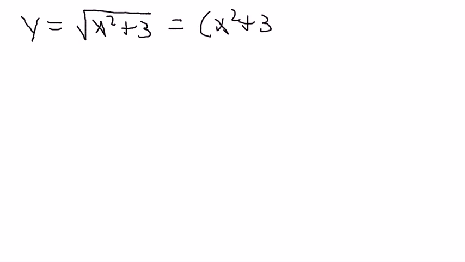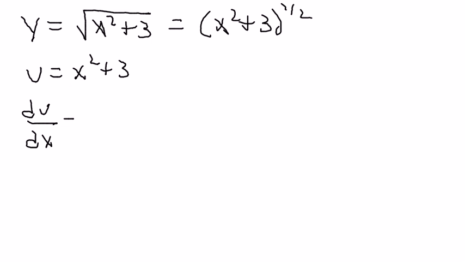Let's say we have y equals the square root of x squared plus 3. First thing you want to do is rewrite that as x squared plus 3 to the 1/2 power. Now remember from our decomposition of a function, I'm going to write it as u equals x squared plus 3. Find the derivative of that because you need du dx. So du over dx is going to be 2x.